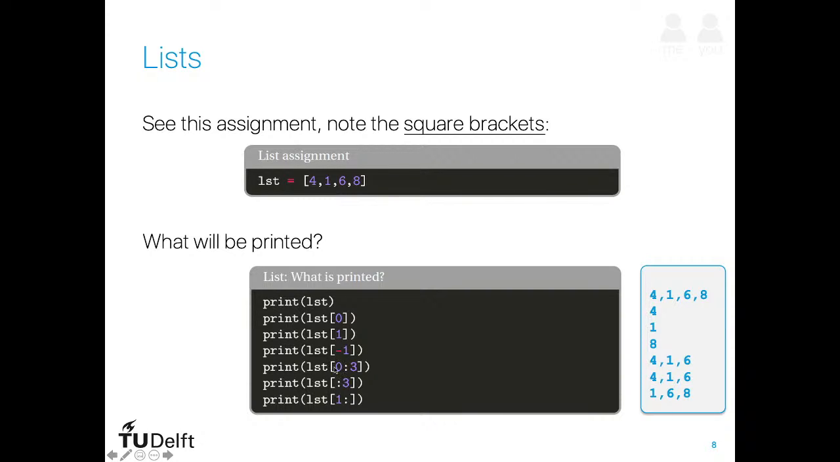Here you print from the start, which is the 0th index, until the 3rd element in the list, so that's 4, 1, and 6. Here you print everything up until the 3rd element of the list, so that's basically the same as starting at 0. And what you do here is you skip the 0th element of the list, and after that you just print everything. So in this case that's 1, 6, and 8.